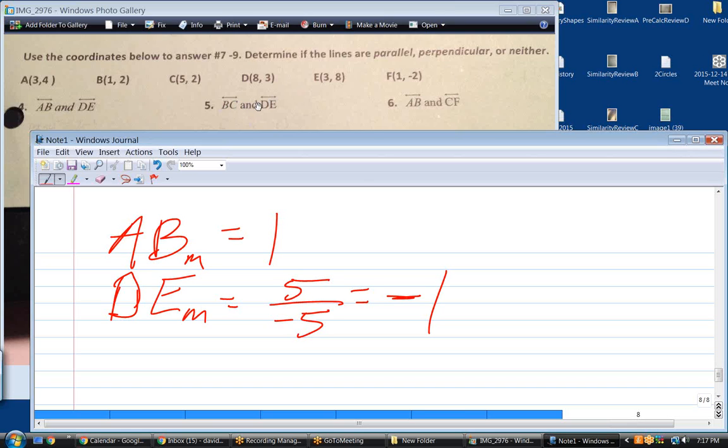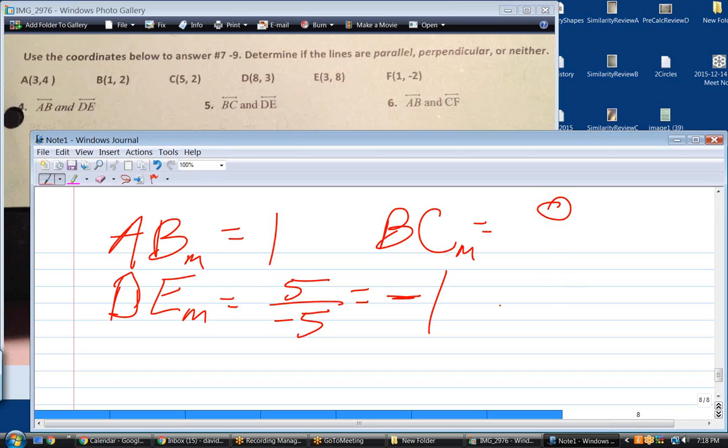The other line we have to compare it with is BC. So let's figure out the slope of BC. So BC would be 2 minus 2 over... So that gives you the numerator instantly. What does that mean my slope's going to be? I don't care what the denominator is. It would be 0, because anything divided into 0 is 0. So regardless of what the denominator is, my slope is 0.